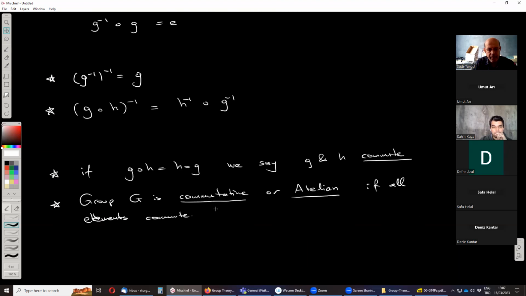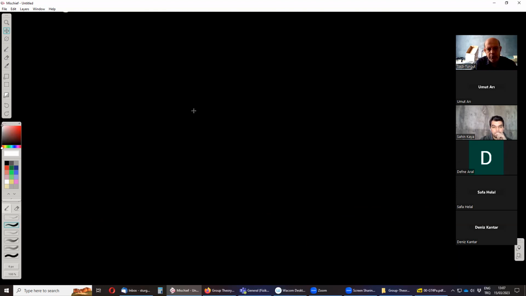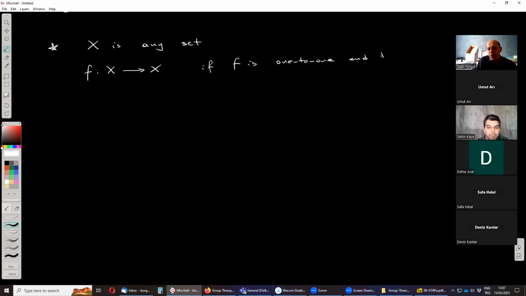All right. So there are some special groups like these. For example, if X is any set, you can define functions from this set to itself. So if F is one-to-one and onto.